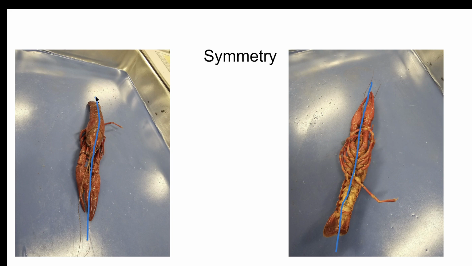Looking at the crayfish, you can see that I drew a line straight down the middle. With the crayfish upright and upside down, you can see that both the left and right halves are mirror images of each other. This means that the crayfish is bilaterally symmetrical.